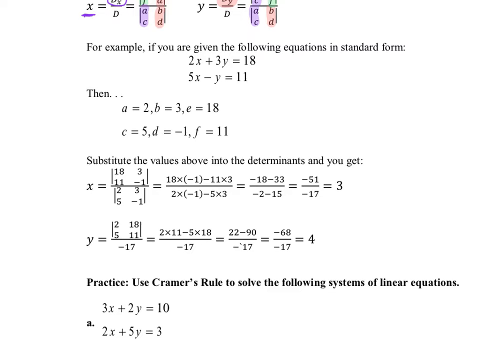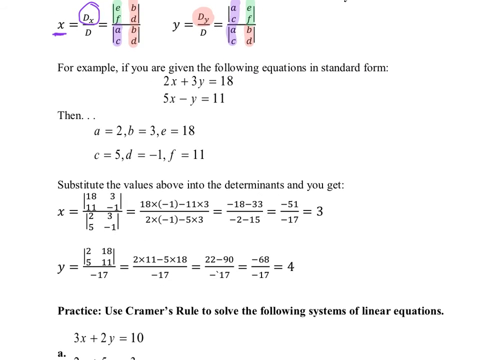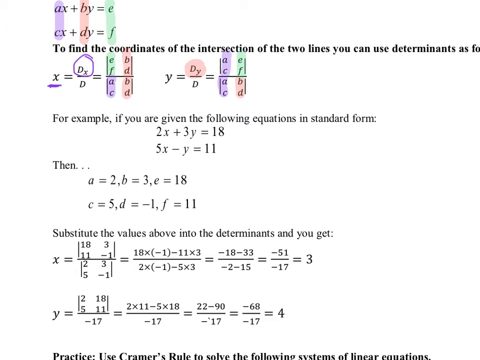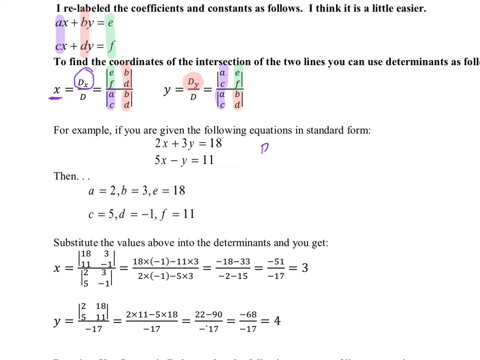what we're going to do is first we would find D. D is going to be our standard one. So it's 2, 3, 5, negative 1. It's that. All right, we'll find this determinant. 2 times negative 1 is negative 2. Minus 5 times 3 is 15. This is going to be a negative 17.